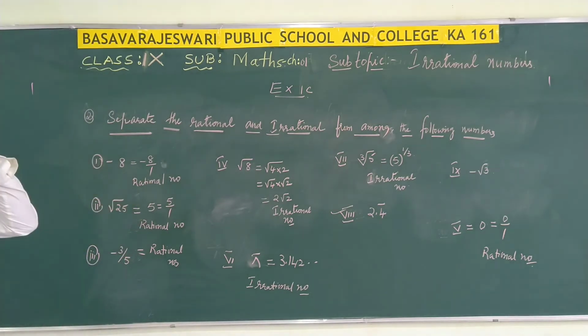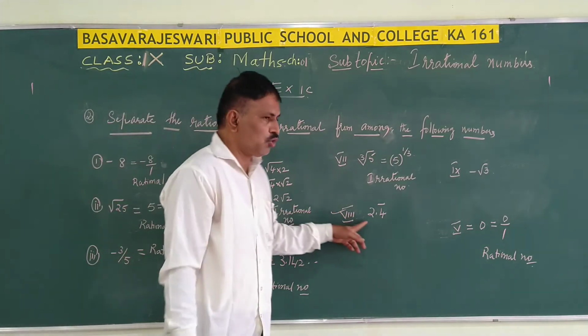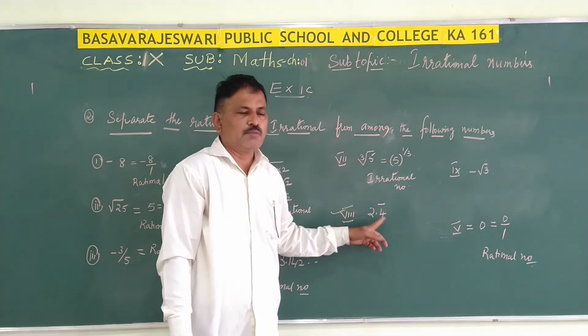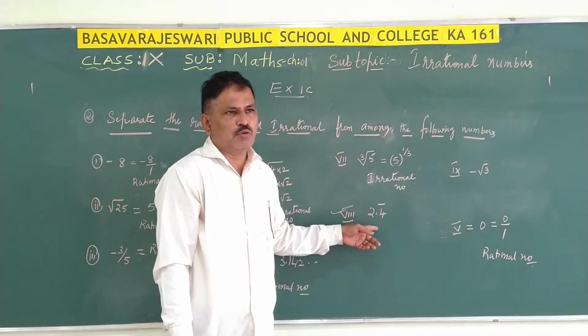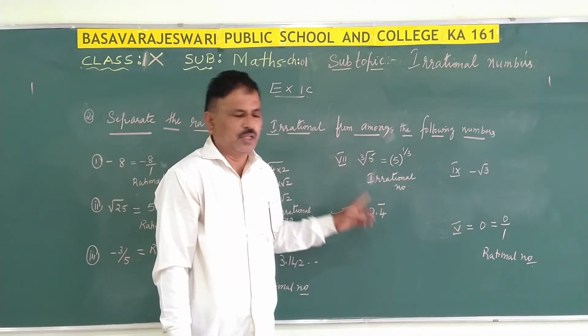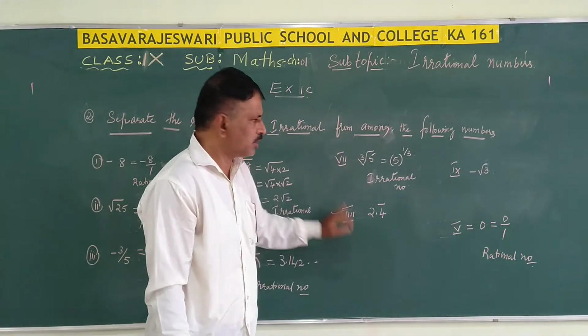This problem will be homework for you. You have to do it according to the method. I have done it in the first exercise. You need to consider let x equal to 2.14, then multiply with 10. By doing that, most probably this will be in the form of an irrational number only. Yes, take this one as homework.